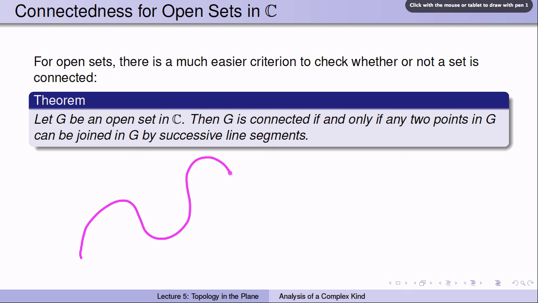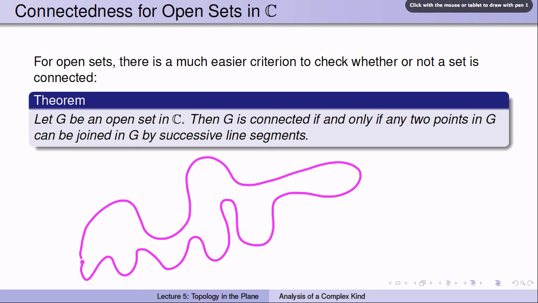So if I draw a set here, and the set could have some holes, so maybe it has a hole right here, and has a hole here, and maybe it's missing some stuff there. But it's an open set, and it's connected if I can join any 2 points via successive line segments. Suppose I'm picking 2 random points, this one and that one. Can I join them with line segments? Well, yes, I can. I can just start drawing and turn whenever I need to.